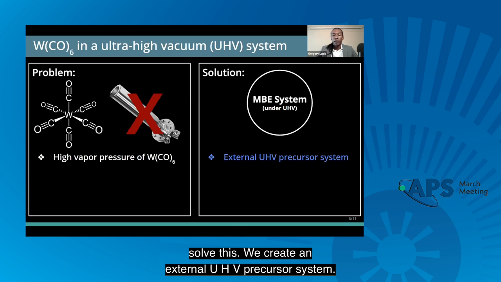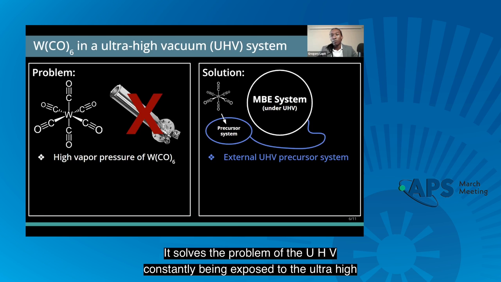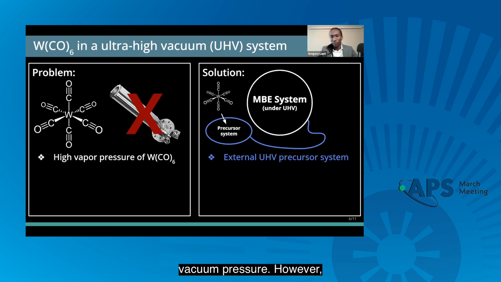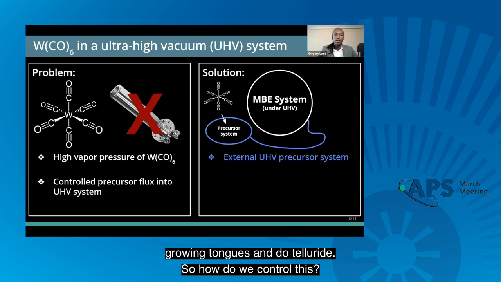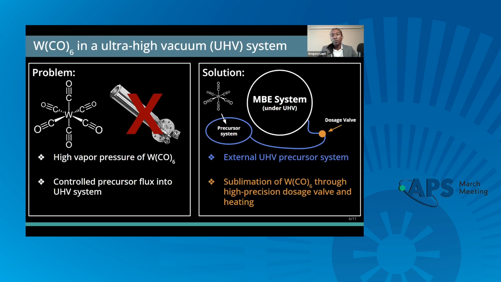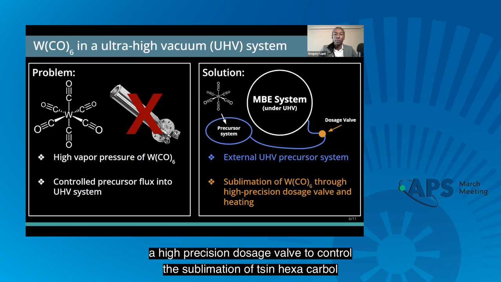To solve this, we create an external UHV precursor system. This solves the problem of the precursor constantly being exposed to the ultra-high vacuum pressure. However, it does not solve our problem of how we deposit it onto our substrate for growing tungsten ditelluride. So how do we control this? We implement a high precision dosage valve to control the sublimation of tungsten hexacarbonyl into our system.